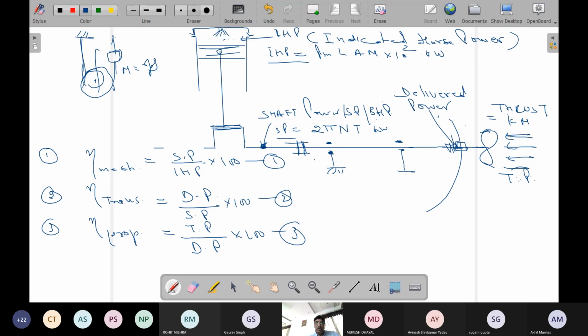Now this propeller gives us thrust, but the entire thing is not converted into actual power which is used to move the vessel, and that power is called actually EP or effective power. And there are some losses which we call hull losses.